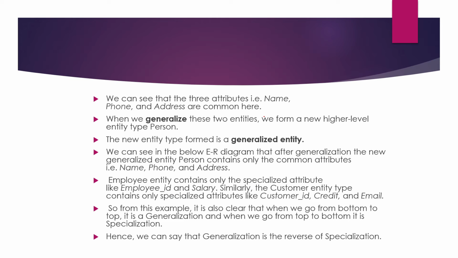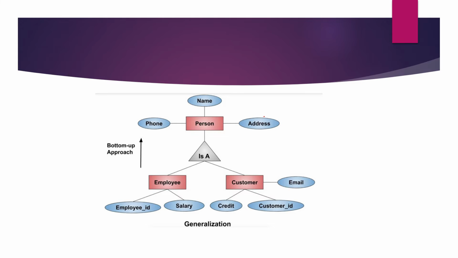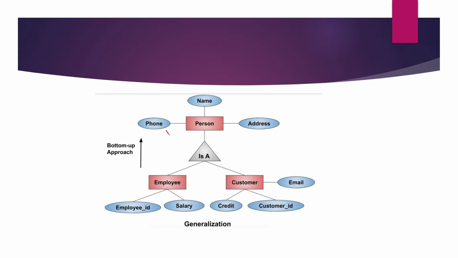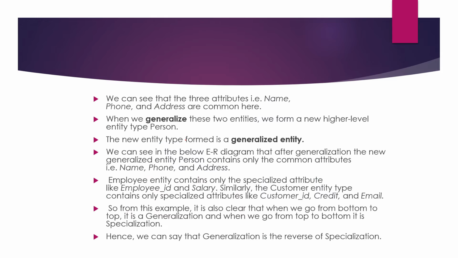We can see that the three attributes name, phone and address are common. When we generalize these two entities, we form a new higher level entity type, person. Okay, the new entity type formed is a generalized entity. जो नया entity type form हुआ है उसको हम बोलेंगे generalized entity. We can see in the ER diagram in the next slide that after generalization, the new generalized entity type is person.